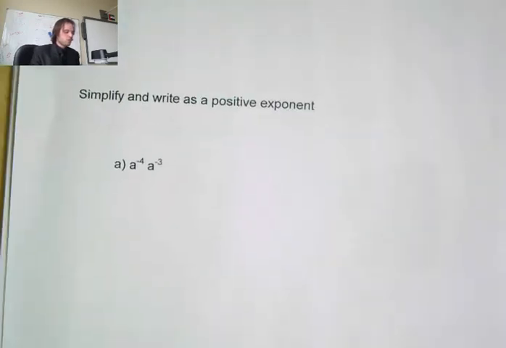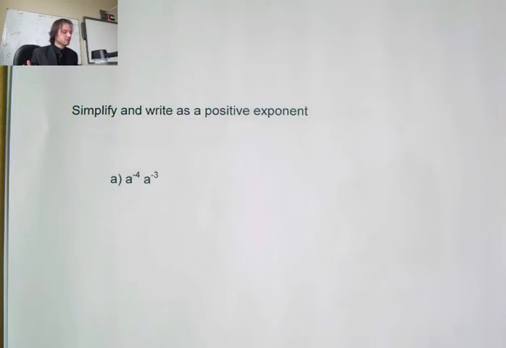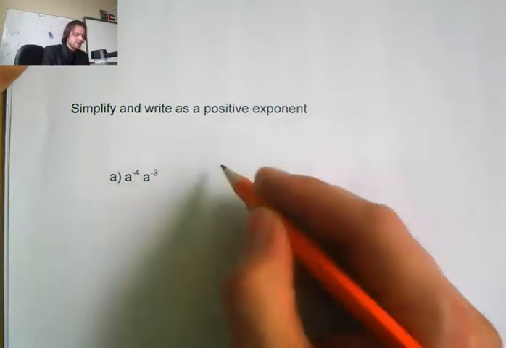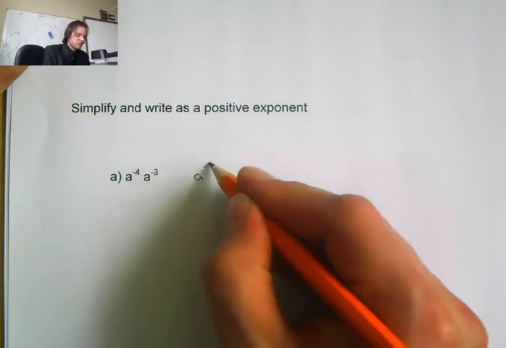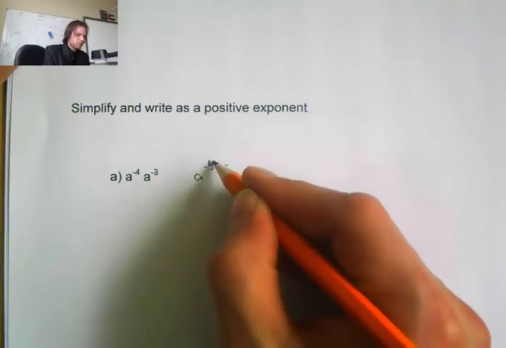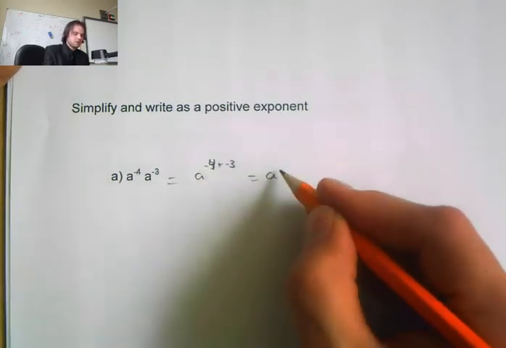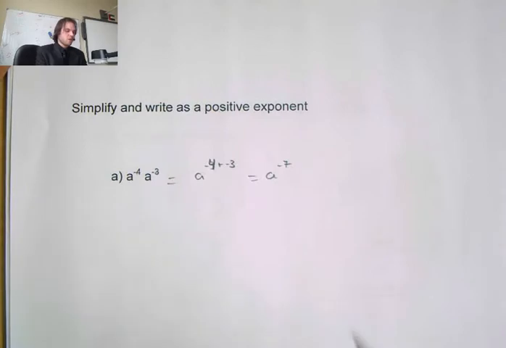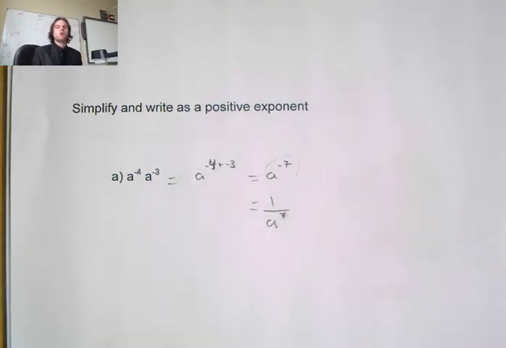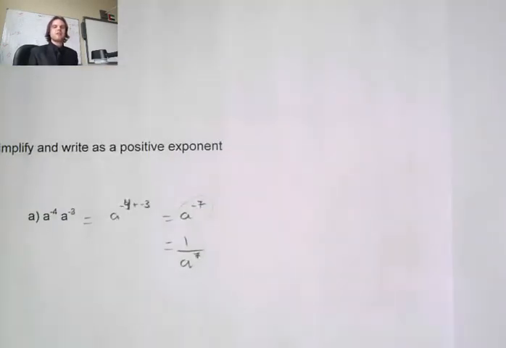Alright, so now we want to simplify this one and write it as a positive exponent. Exact same thing, except now we have algebra. So I go like that. This is adding. So it's like a to the minus 3 plus negative 4 plus negative 3, which gives me a to the negative 7. Well, that's a negative, so I'm going to flip it. That's 1 over a to the 7th. There we go. Positive exponent, and we are done. So that is everything here.